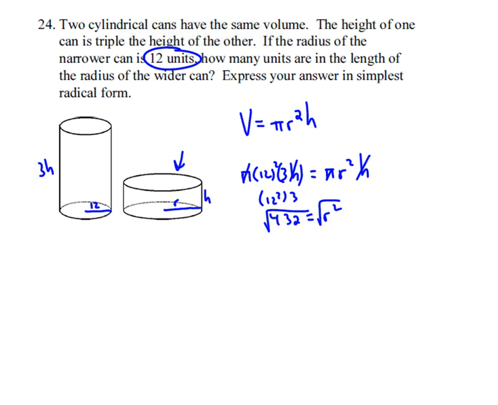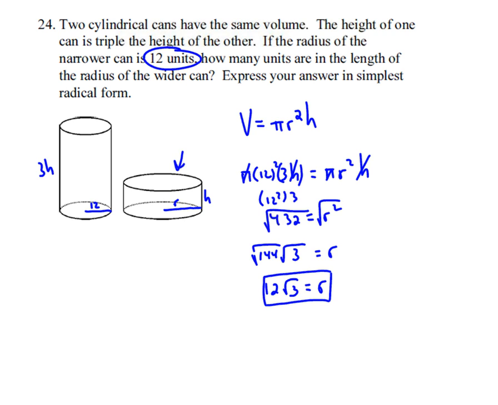So 432, 12 squared goes into it 3 times. So you could think about it as the square root of 144 times the square root of 3, which gives you 12 square root of 3. So the radius must be 12 square root of 3.